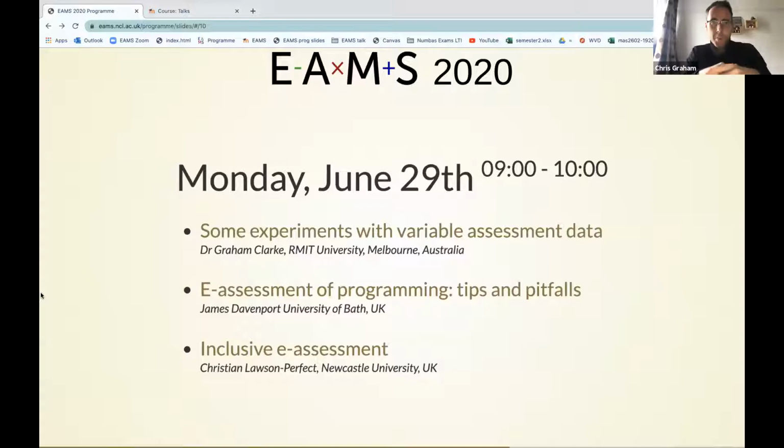Graham Clark from RMIT University in Melbourne is going to be talking to us about experiences with variable assessment data. In particular, talking about the challenge of reducing the incentive for students to collaborate, which picks up on some of the conversations we were having last week. James Davenport from University of Bath is going to be talking about the assessment of programming and teaching of programming. And finally, Christian Lawson-Perfect is going to be talking on the very important topic of making e-assessment inclusive for all.